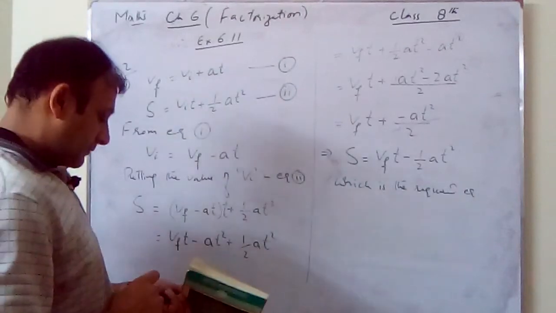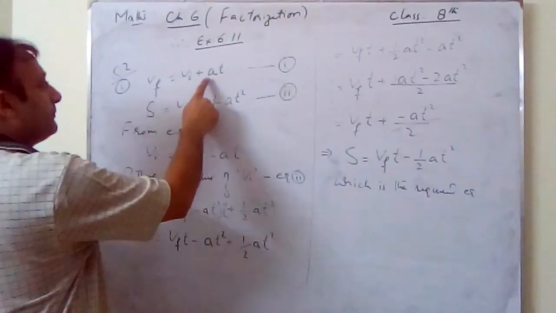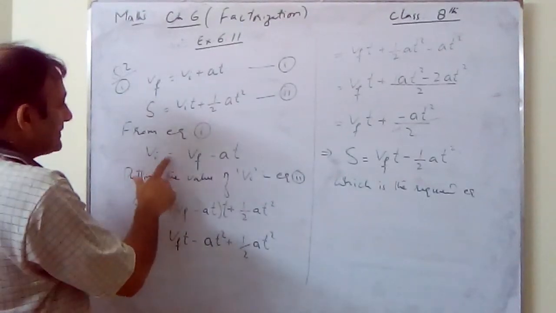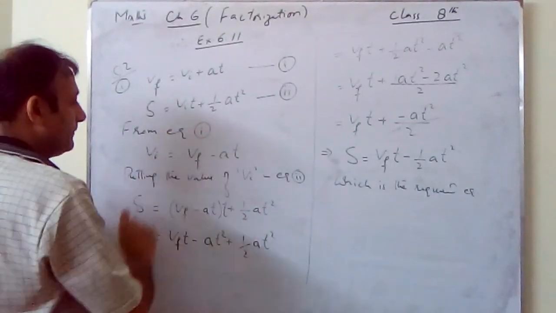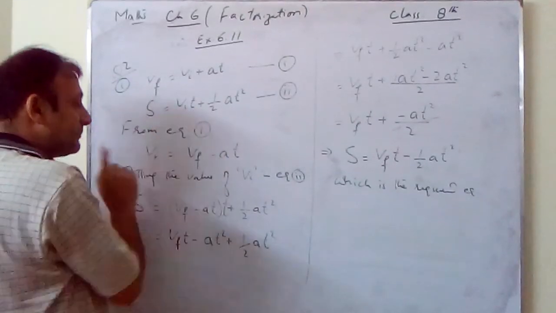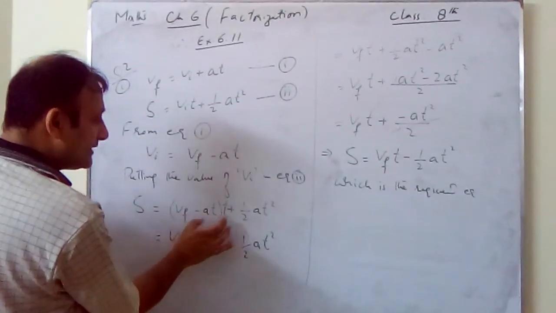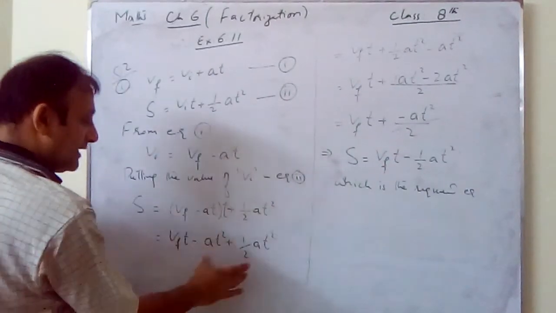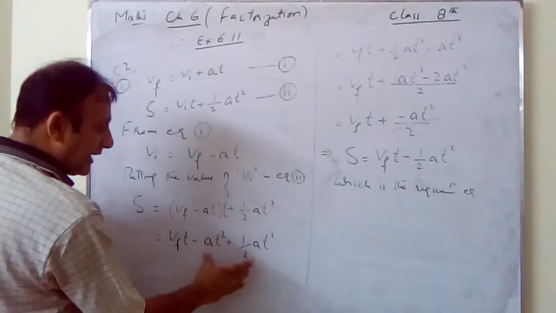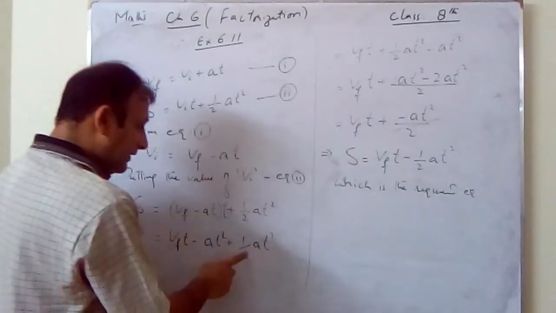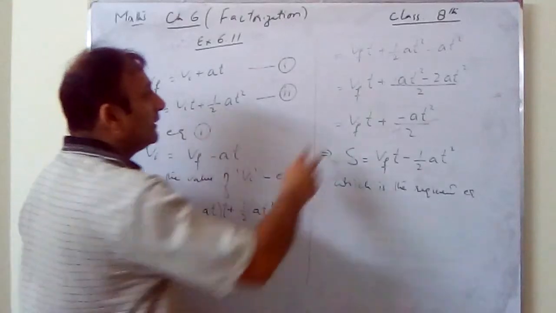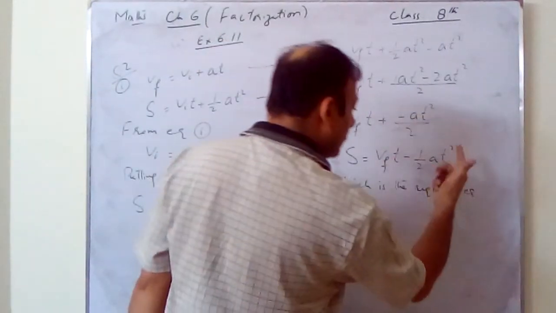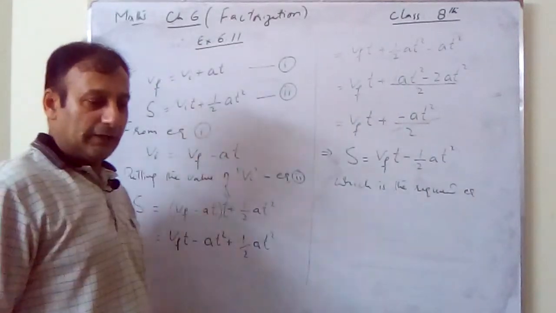Again, I repeat, Vf is equal to Vi plus At. So we have to remove this Vi. So Vi is equal to Vf minus At. Put this value here. So Vi complete is multiplying with T. So Vf minus At is multiplying with T. So Vft minus At square. Simplify these At square and half At square. I have written plus value first, minus later. So minus half At square.